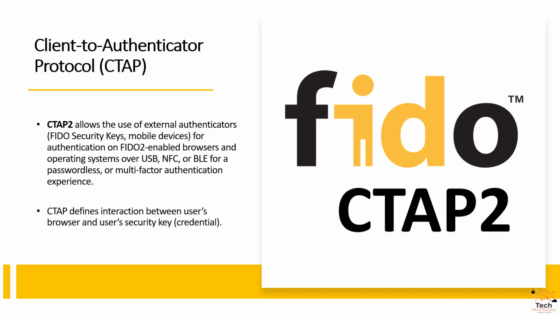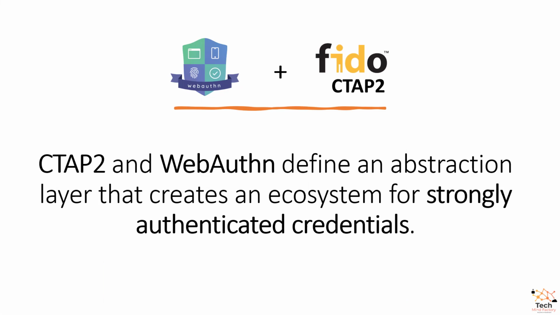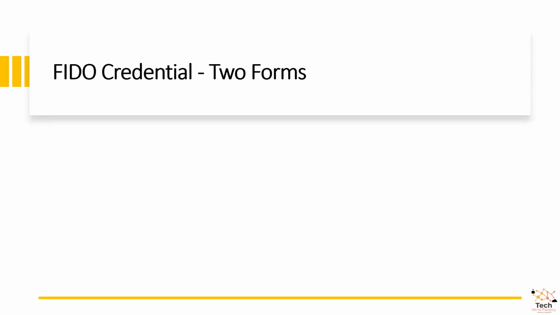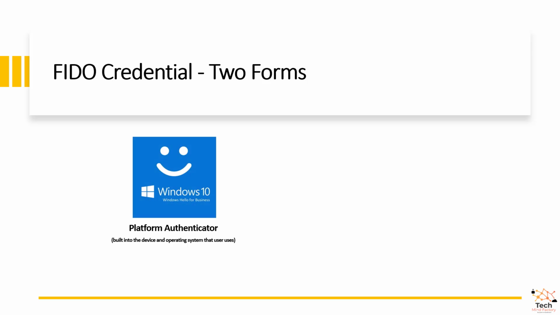So now CTAP defines the interaction between the user's browser and the user's security key, which is basically the credential. So with this protocol, this interaction between the browser where our application operates and the device is possible. So to summarize, FIDO2 and WebAuthn define an abstraction layer that creates an ecosystem for strongly authenticated credentials. When it comes to FIDO credentials, there are two forms. There is the platform authenticator built into the device and operating system that the user uses, so it can be a laptop with Windows installed on it, and Windows Hello can be used for strong authentication.